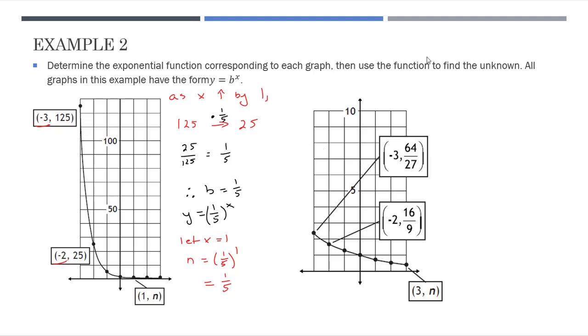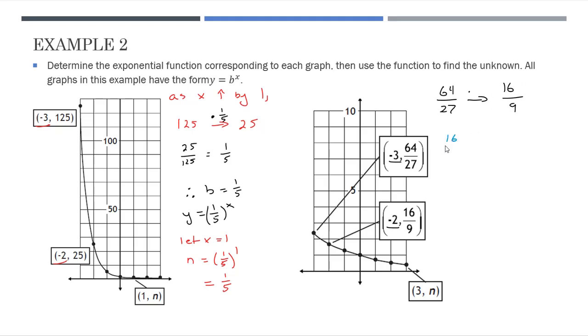Let's take a look at one more graph then. So again, we're looking for, as x increases by 1, what that is to figure out what that base is. So we have -3 to -2. Perfect. We have an increase of 1. So we're going to look at what's happening to the heights at those values. So we have 64/27, and it goes to 16/9. Now this looks way more complicated. So we know 64/27 times something gets me 16/9. Well, this is where that division is going to make life a little bit easier.